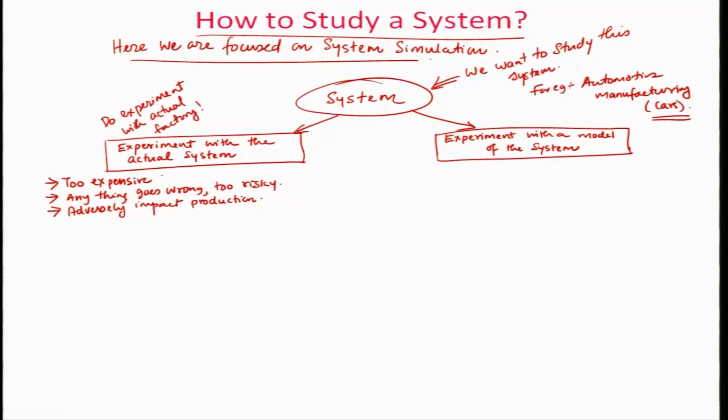Because of this expense, the riskiness, and the adverse impact on production, this approach is not preferred in industry. Well, if you want to try a weapon, you make a weapon, drop it, and find out how it performs. But if you want to study a factory, it is almost impossible to expect that somebody will give you the factory to do the experiments.